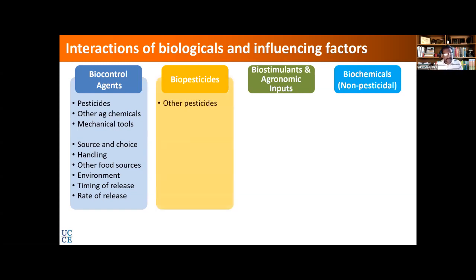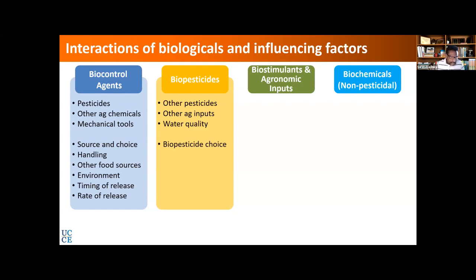Then biopesticides. They could have interaction with other ones. And some biopesticide combinations have synergistic impact, and sometimes these biopesticides could have negative impact too. So we need to understand. And then other ag inputs, just like the previous category. Then the water quality. Some have probably a neutral pH, or some might work well under acidic pH or alkaline pH. So we need to adjust the water quality as needed.